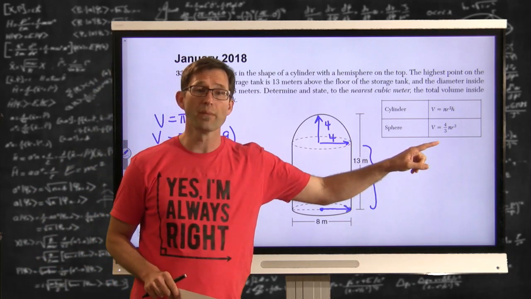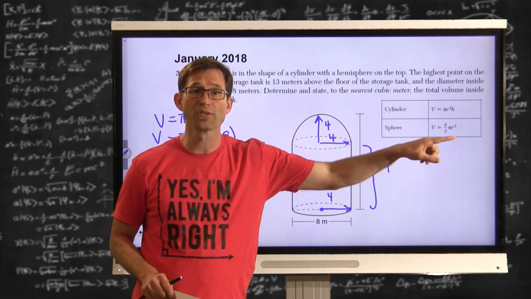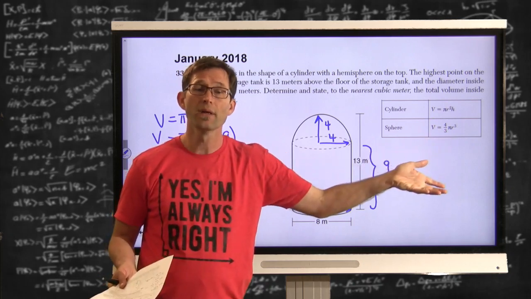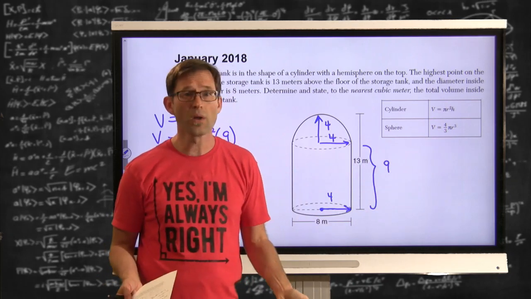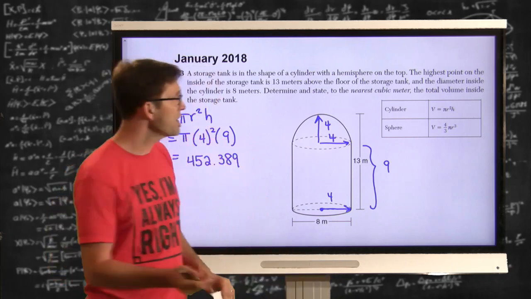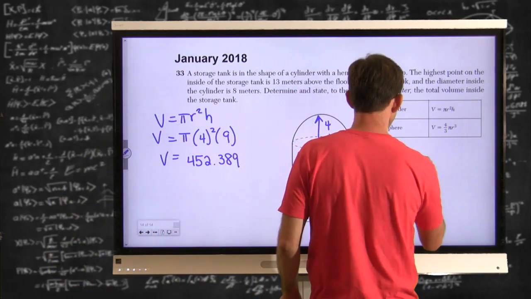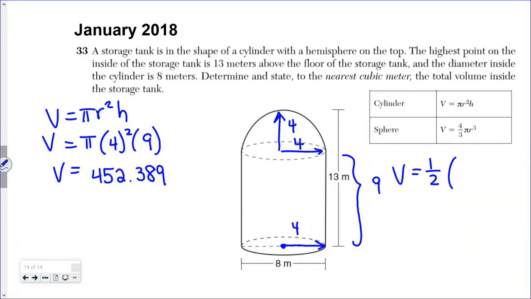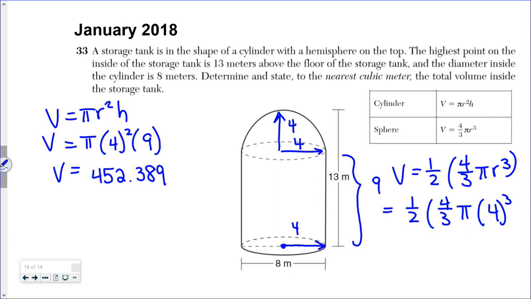Now, the volume of the hemisphere is a little more obnoxious, because the volume of a sphere all by itself isn't pretty. It's 4/3 pi r cubed, and then I have to take half of it. But I think we can all hit divided by 2 on our calculator. That's not so bad. So the volume of the hemisphere is going to be 1/2 times 4/3 times pi times 4 cubed.